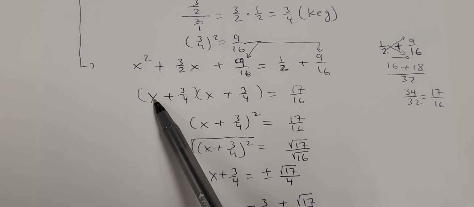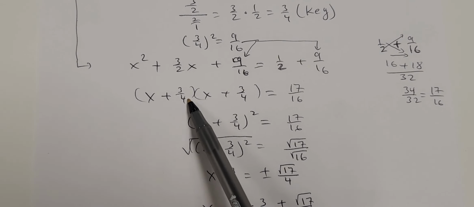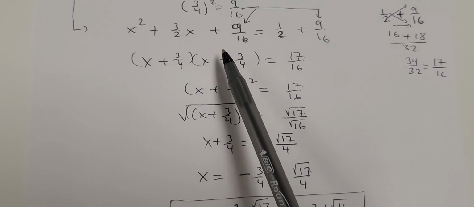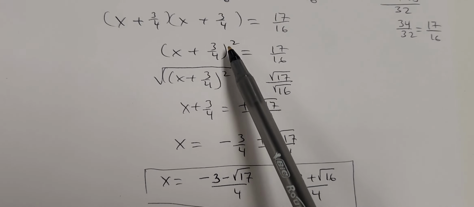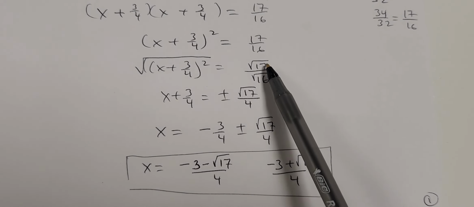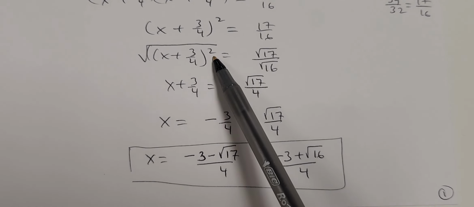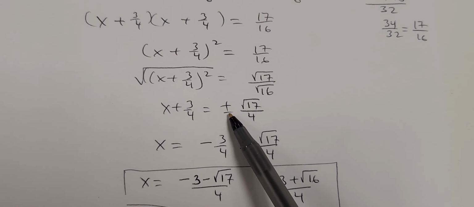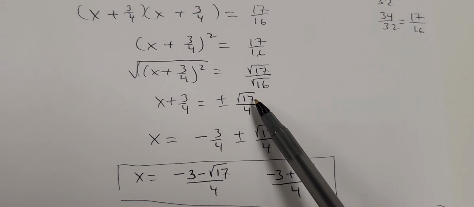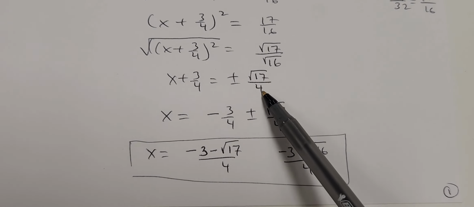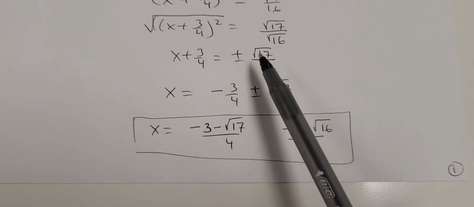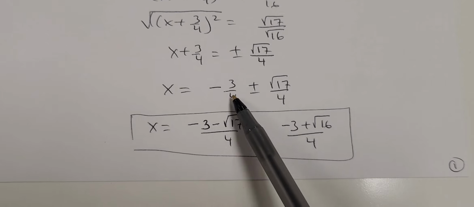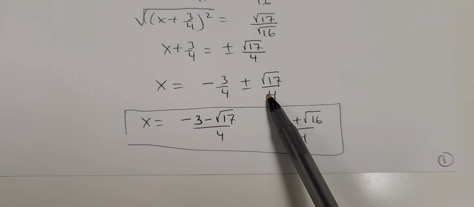Now we have 2 of these, x plus 3/4, so write it squared. That's where the square came from, because there's 1 and there's 2. Now we want to get rid of this square by taking the square root of both sides, top and bottom. The square goes away, so I just have x plus 3/4. Since this is even, make sure you put plus and minus. Square root of 17, I cannot do it, so I leave it alone. Square root of 16 is 4. Bring the 3/4 over by subtracting. So it becomes minus 3/4 and x is by itself.